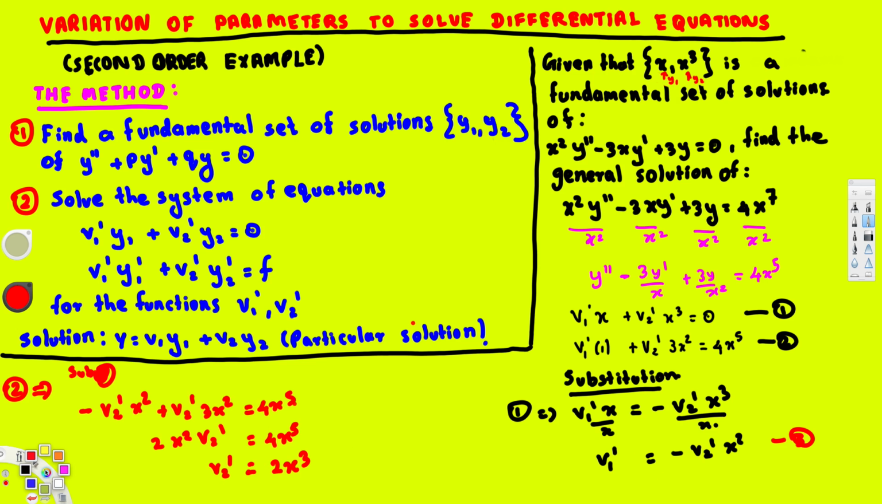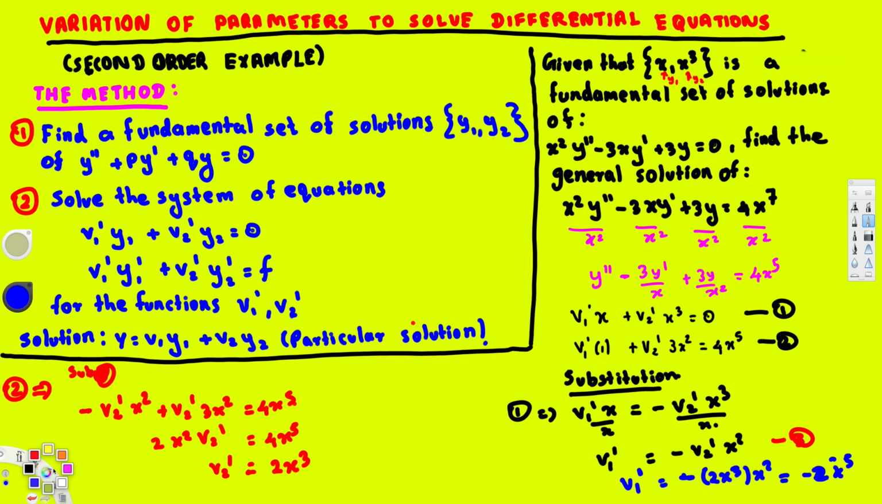Now all we have to do is integrate these two to find v1 and v2. If we integrate this v1 prime, I had to find this one in terms of x, then only can I do the integration. Now to find this one in terms of x, we can substitute this v2 prime here. So this is going to be negative 2x cubed times x squared, and that's going to give us negative 2x power 5. Now we can do the integration. This is still v1 prime.